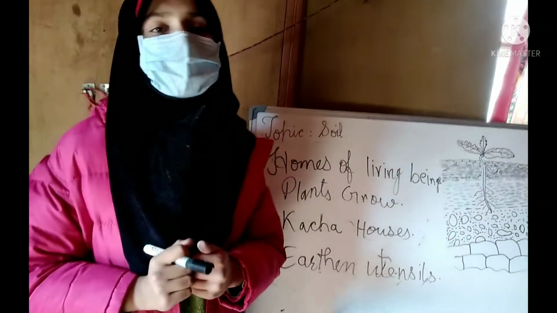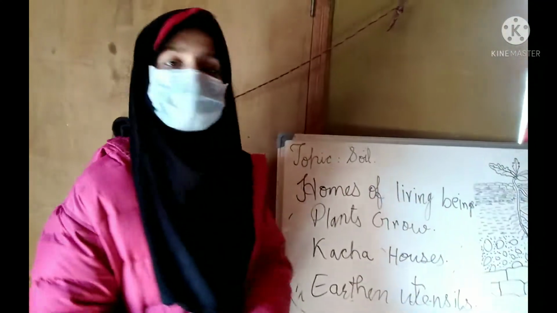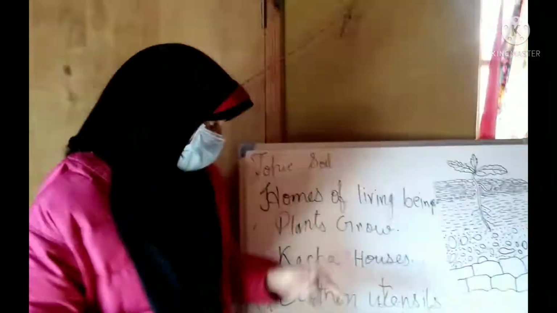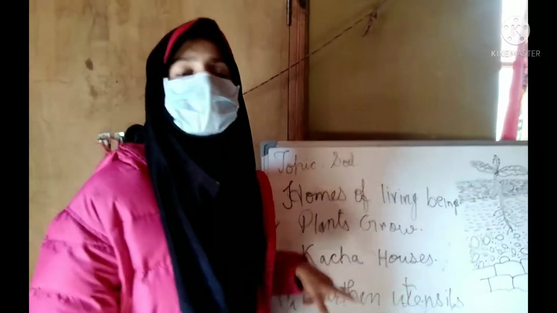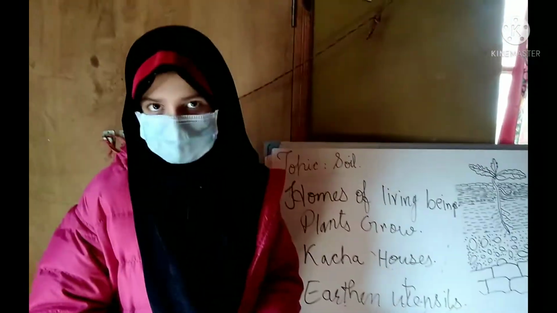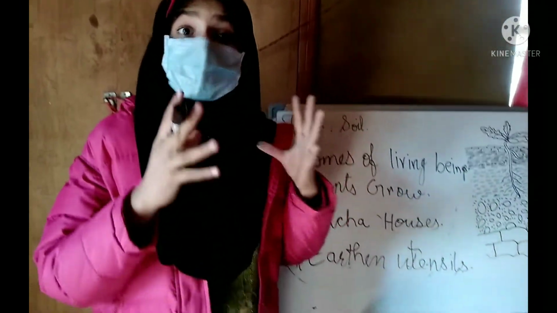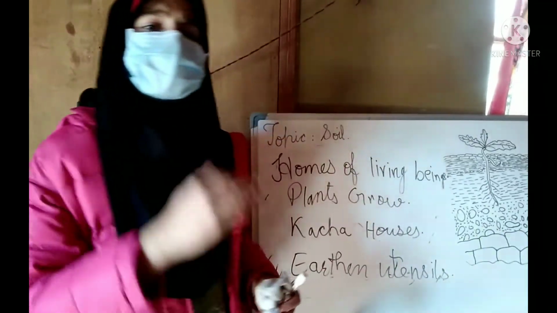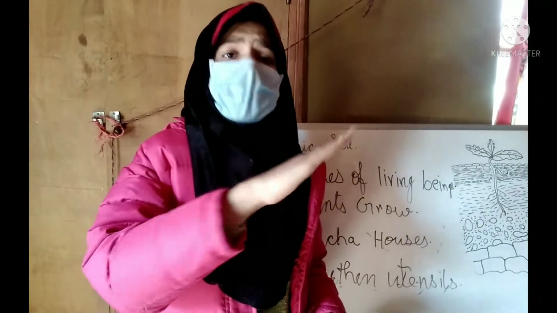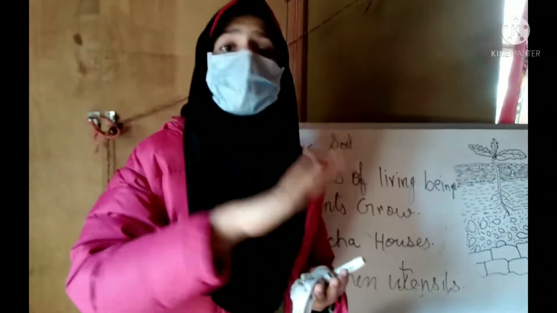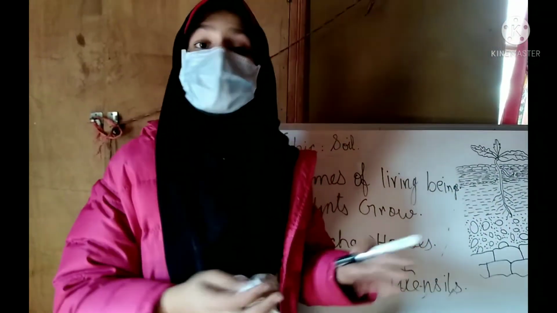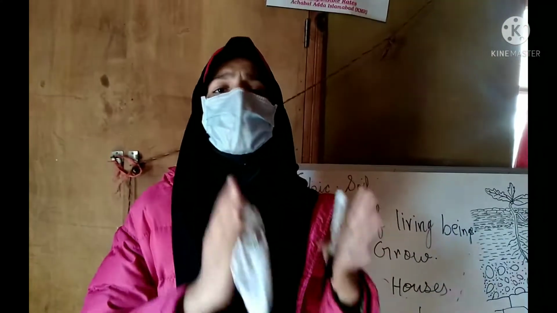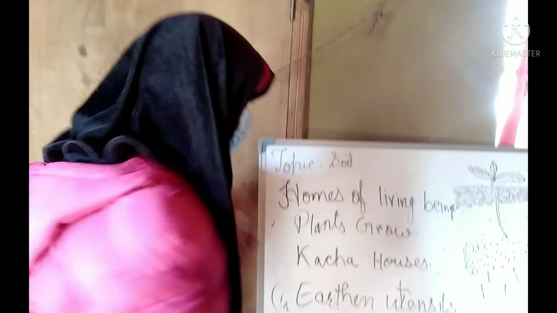Let's quickly have a recap. There are different homes of living beings in the soil. The plants grow in the soil. It also is used to make the kacha houses and the earthen utensils. And it's used in construction and the arts. Now, let me tell you, the formation of the soil forms different layers. And each layer has its own characteristic, own color, own size of particles.